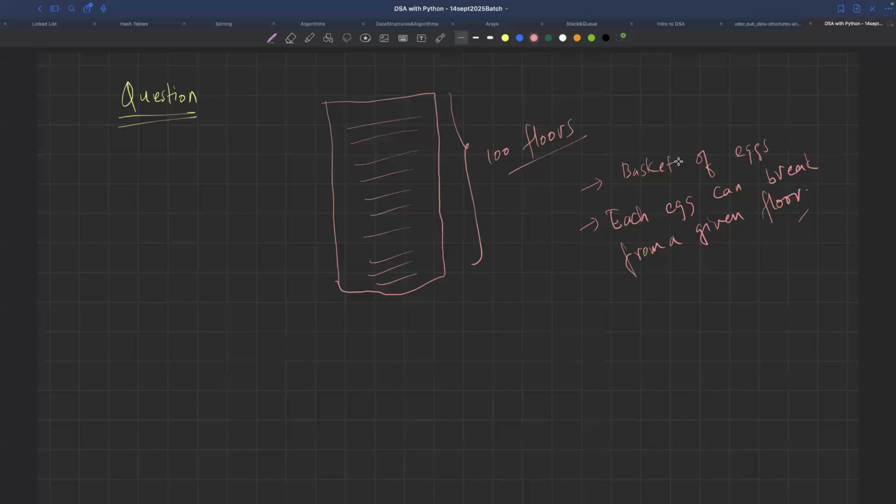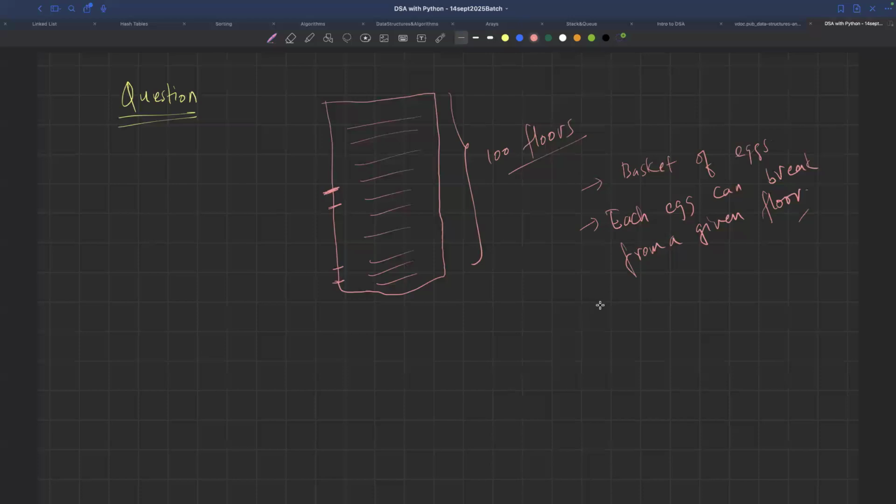It means that it is possible that in this basket of eggs, you take an egg, and it breaks from the 15th floor. You throw it from the first floor, it will not break. You throw it from the second floor, it will not break. You throw it from the 14th floor, it will not break. But if you throw it from the 15th floor, it will break. And if it is breaking from the 15th floor, then obviously from 16, 17, 18, 19, 20 till 100, from any floor it will break. Is the question clear?